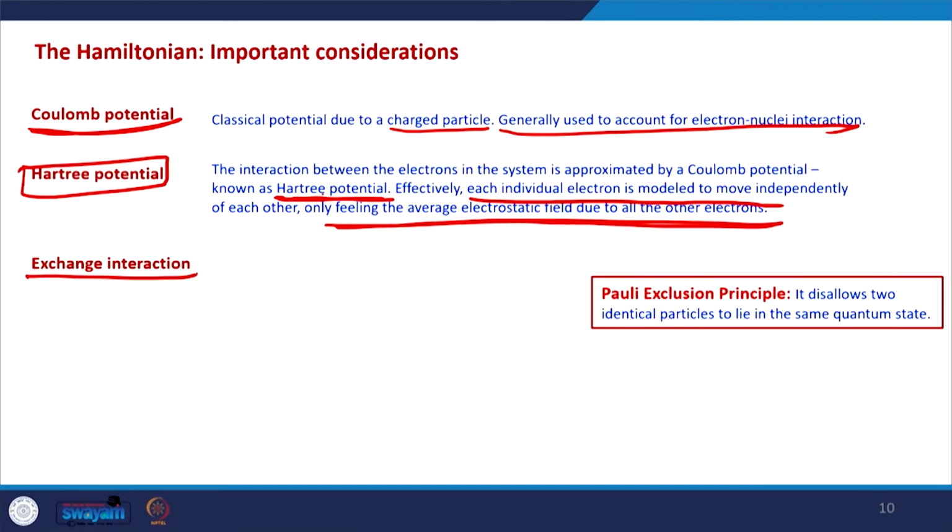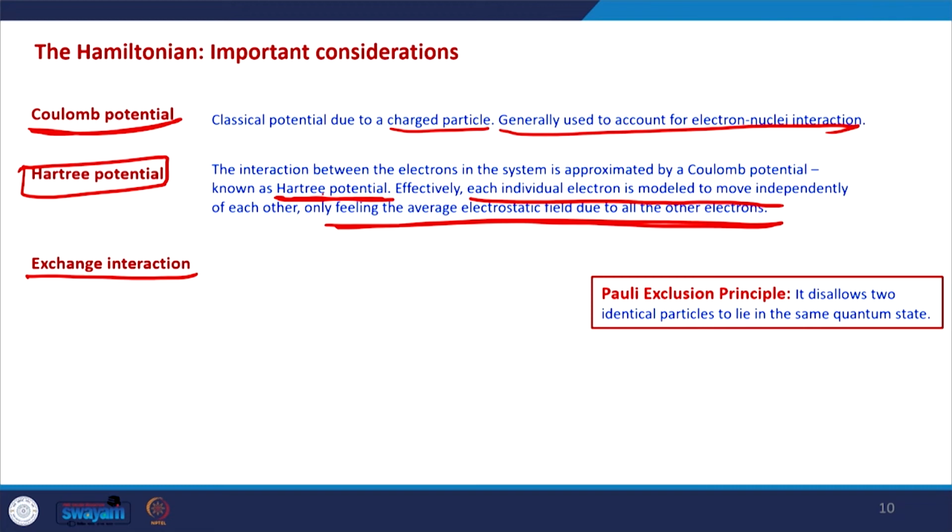But there is more to it. There is this exchange interaction as well, and this exchange interaction comes from the spin properties of the electrons. In order to understand that, we need to go back to Pauli's exclusion principle, which says that two identical spin electrons cannot occupy the same quantum state.